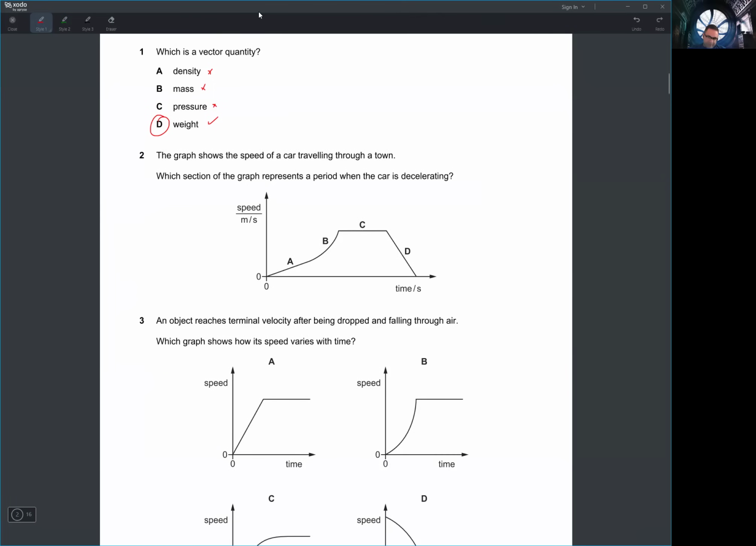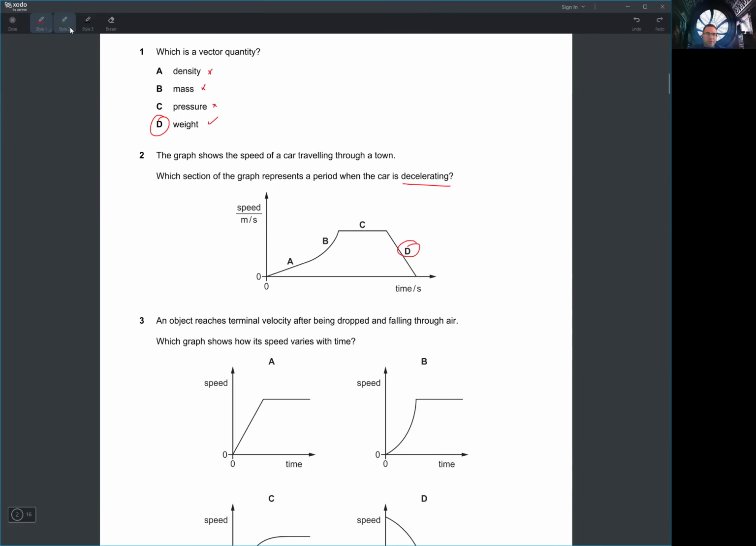The graph shows the speed of a car traveling through a town. Which section of the graph represents the period when the car is decelerating? In my head, this is a theory type. I thought, speed-time graph, decelerating, I want the line going down. What's the answer? D. I'm not even looking at which choice is correct. I know what the answer is in my head first.